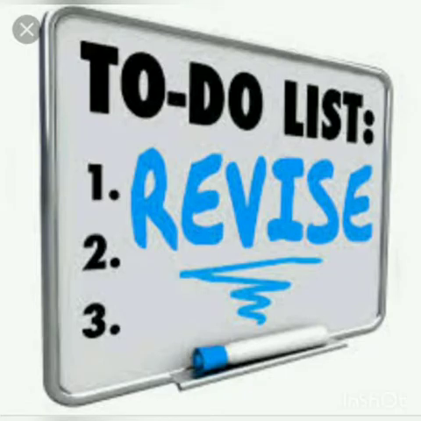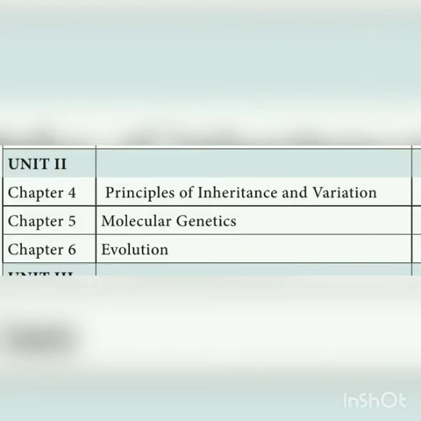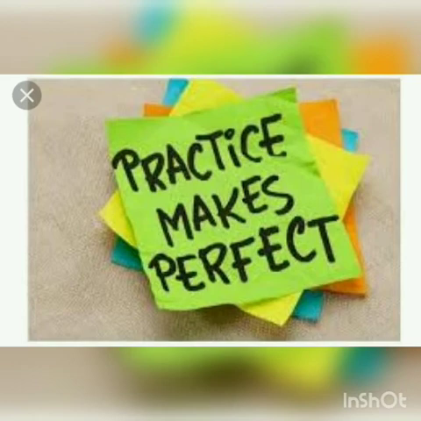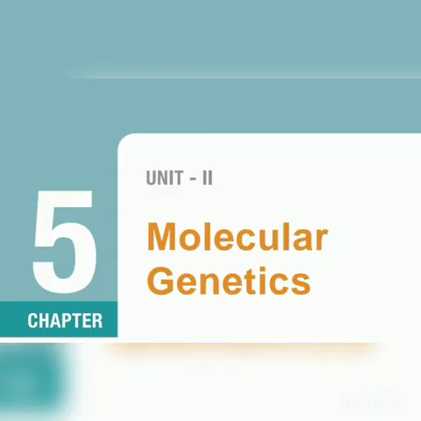So, for our October monthly test, we have two chapters. One is the fifth lesson, second half, and the sixth lesson, evolution. We see the fifth lesson, molecular genetics, in which we have already finished up to transcription. So, we have to start with genetic code.